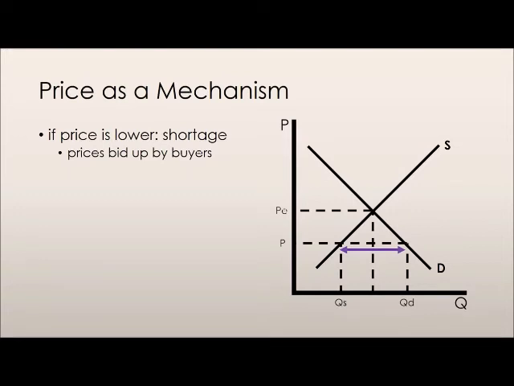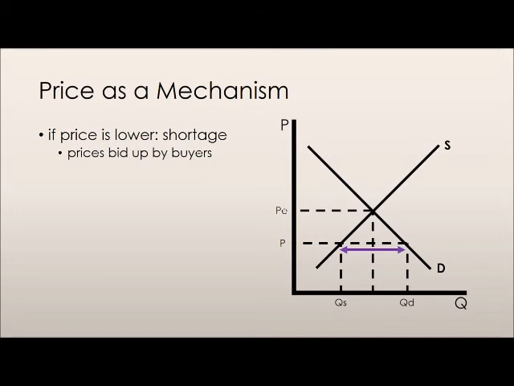The second possibility, if market price is not equal to the equilibrium price, is that the price is lower than the equilibrium price, such as price P on the graph. In this situation, the quantity demanded exceeds the quantity supplied. On the graph, QD units are demanded and QS units are supplied.